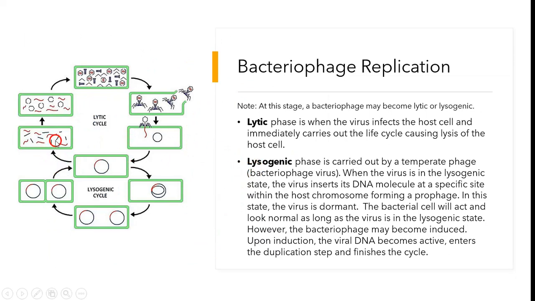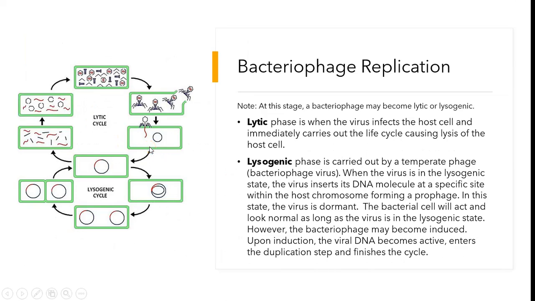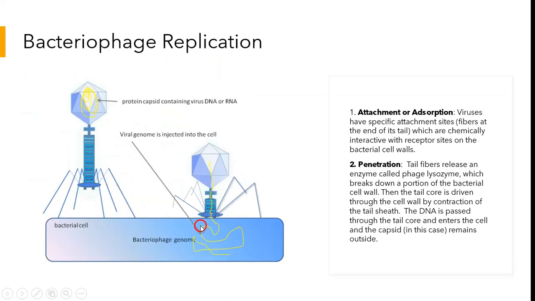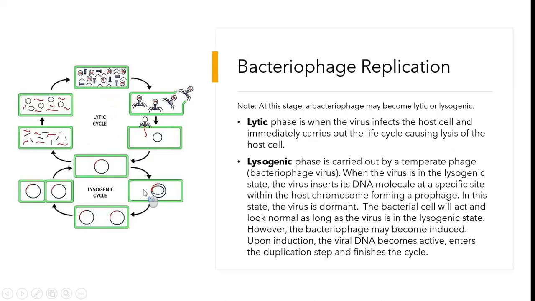Then you've got to go through the next step, and I'm going to skip the slide there, but we will get back to it. Once you have that bacterial genetic material in there, notice we've penetrated. Now you've got to go to duplication, assembly, maturation, and release. Notice the step that's missing: uncoating. Why don't you have to do the uncoating as you have to do with the animal virus?